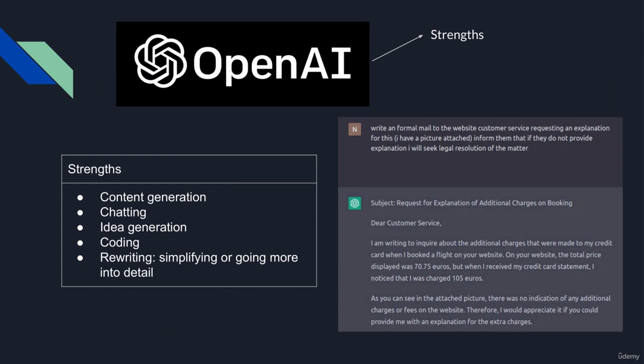ChatGPT has some strengths, such as content generation, chatting, idea generation, coding, rewriting, etc. For instance, I asked ChatGPT to write an email for me when I got overcharged for a flight, and it wrote a really nice email. I ended up sending that email and got a refund.